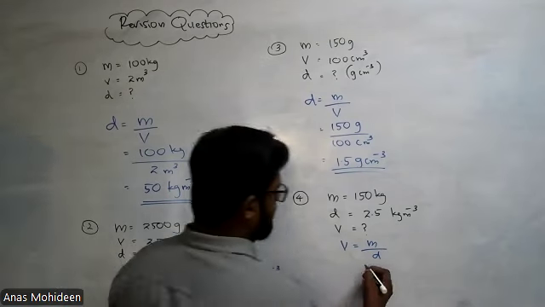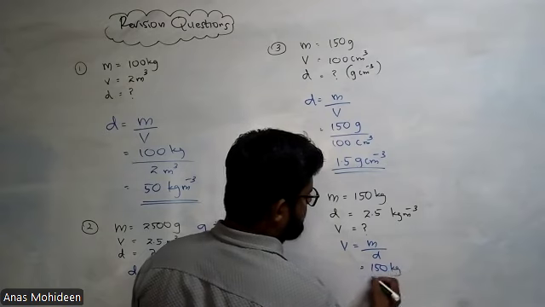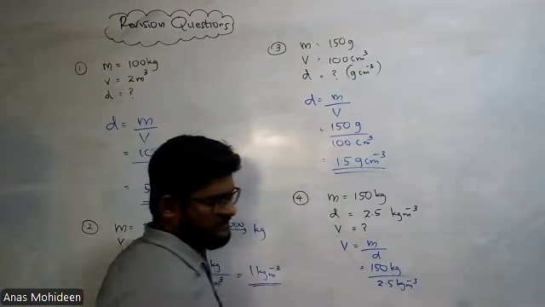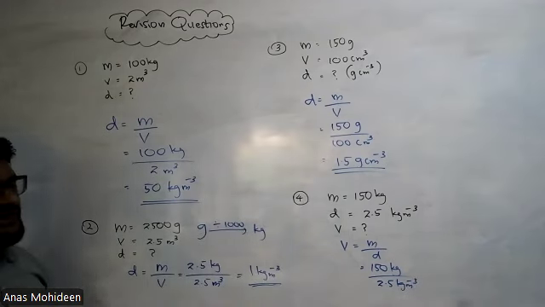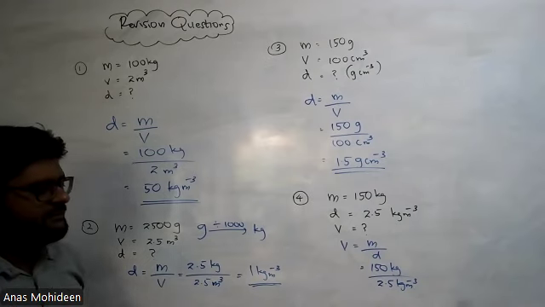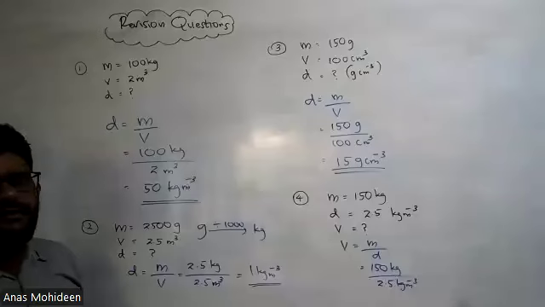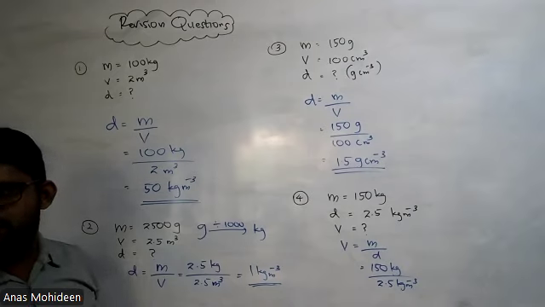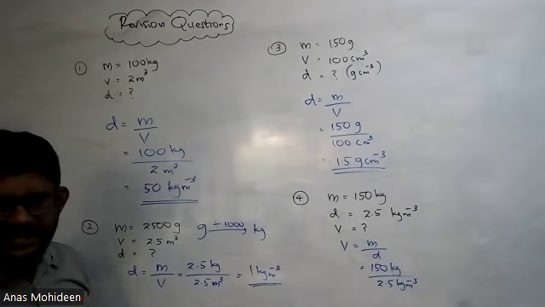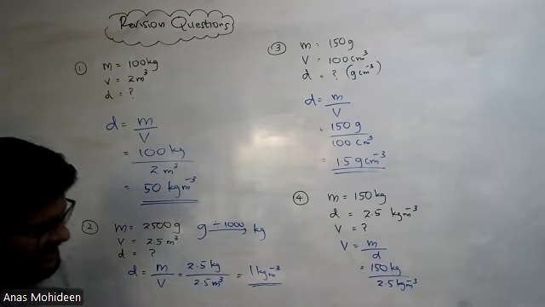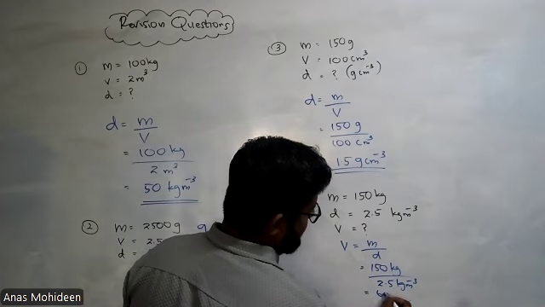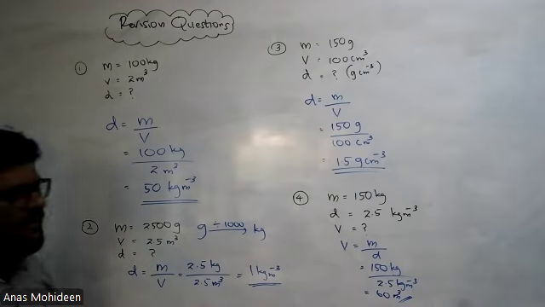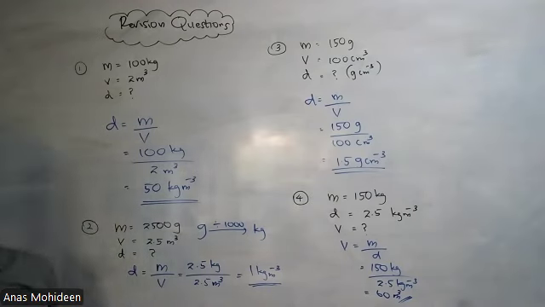How much is it? The mass is given as 150 kilograms, divided by the density given as 2.5 kilograms per cubic meter. Now, 150 divided by 2.5, how much is it? Just find out how many 2.5s are there in 15. It's 6. 2.5 fours are there in 10, 2s are there in 5, so 6. And another 0, so it has to be 60 cubic meters, correct? 60 cubic meters, because the volume is measured in cubic meters.